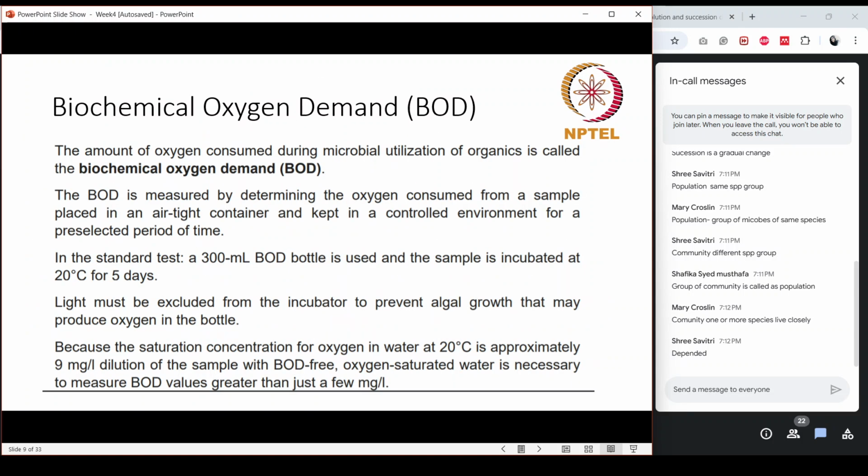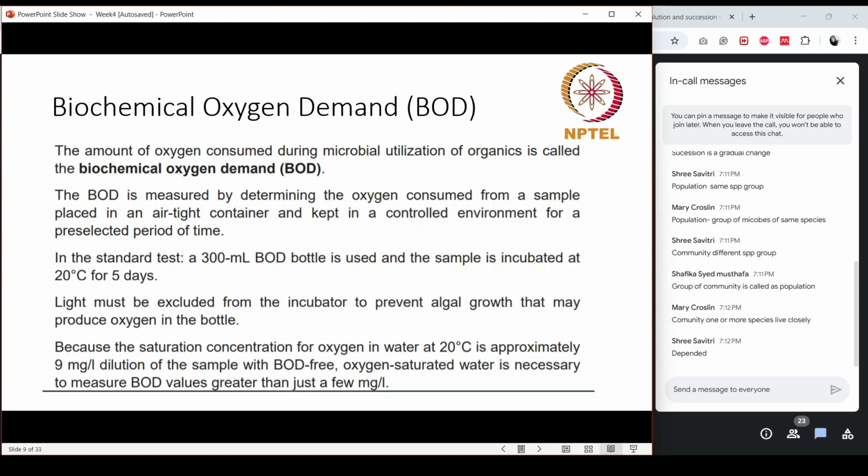Next, as I was explaining earlier, biochemical oxygen demand, that is BOD. It is defined as the amount of oxygen consumed during microbial utilization of organics. So here the microbes are heterotrophic bacteria, not autotrophic. Heterotrophic bacteria utilize organics, autotrophic utilize inorganics. This question was there in the last semester. So the amount of oxygen consumed during heterotrophic microbial utilization of organics is called biochemical oxygen demand, or BOD. The BOD is measured by determining the oxygen consumed from the sample placed in an airtight container and kept in a controlled environment for a pre-selected period of time.